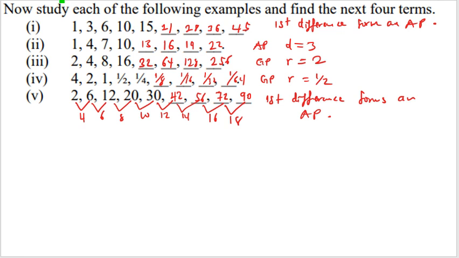Let us also divide and see. If I take 3 and divide by 1, I'll get a common ratio of 3. If I take 6 and divide by 3, I'll get a common ratio of 2. If I take 10 and divide by 6, it is 10 over 6 or 5 over 3, which is also a different ratio. So you realize that this very sequence does not have a common ratio and it doesn't have a common difference. Therefore, this sequence is neither an AP nor a GP.